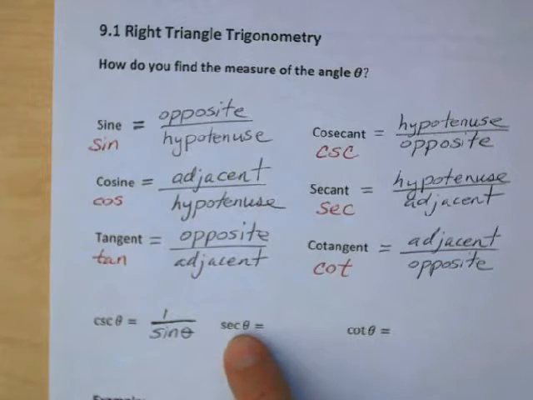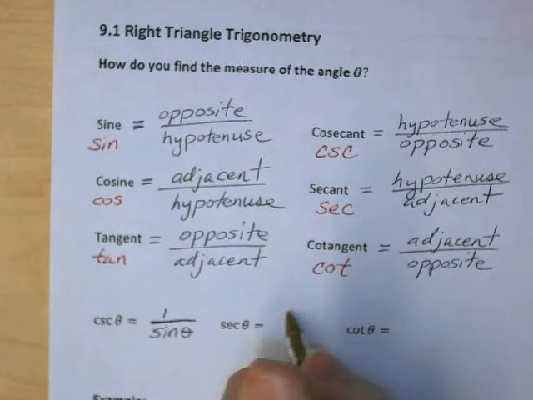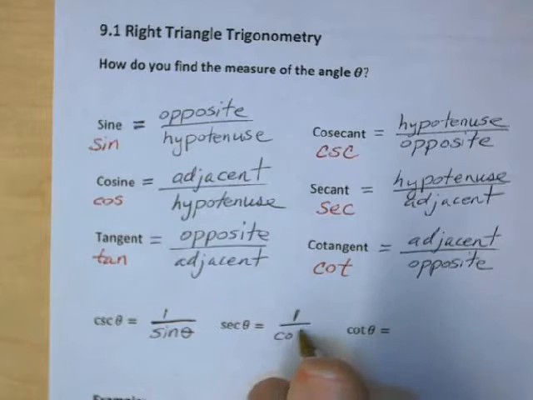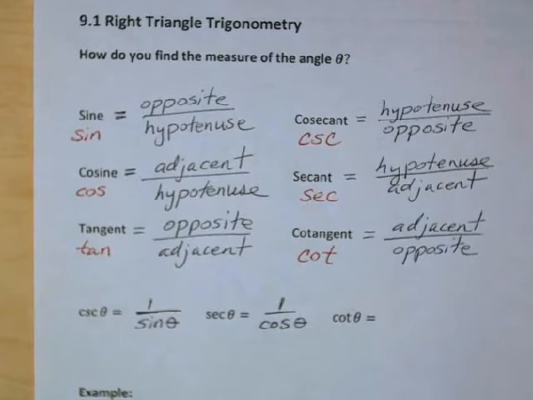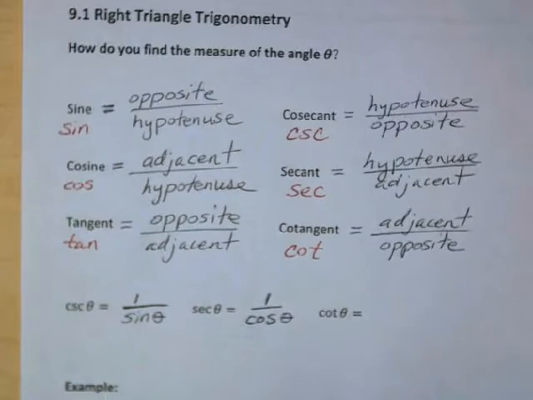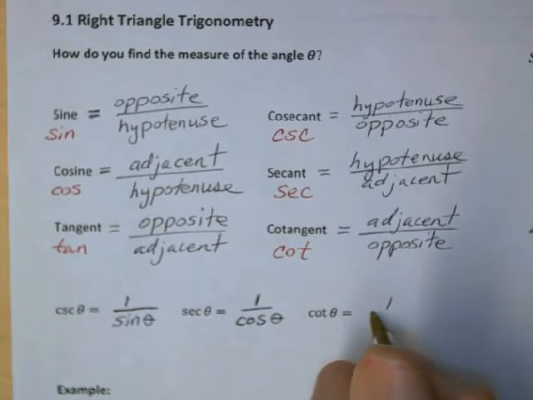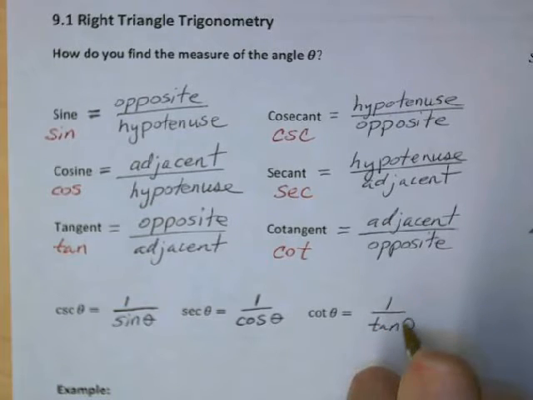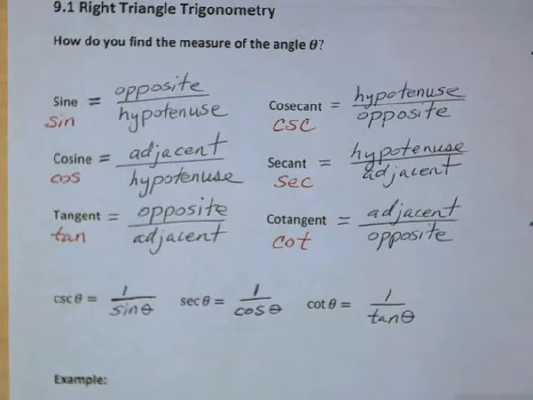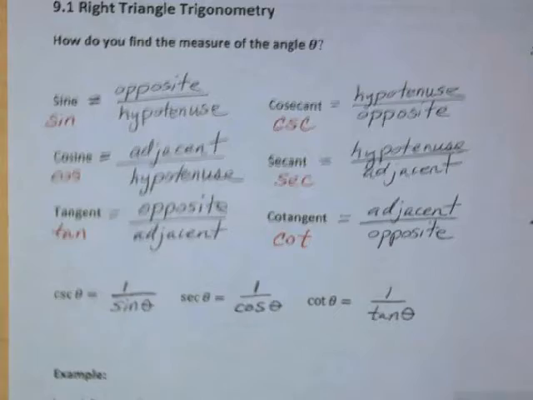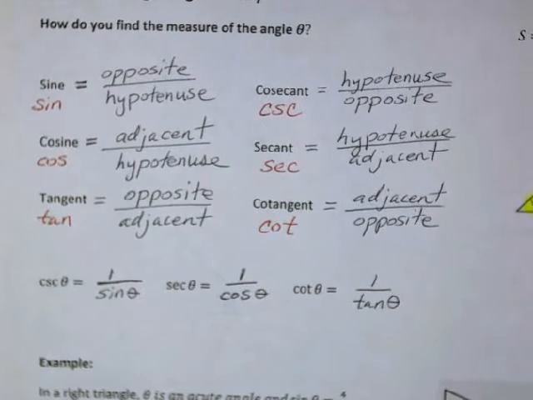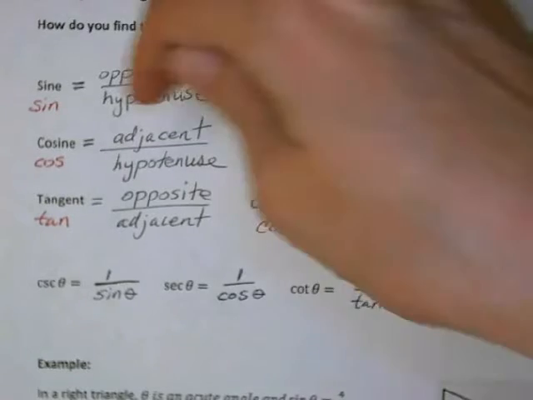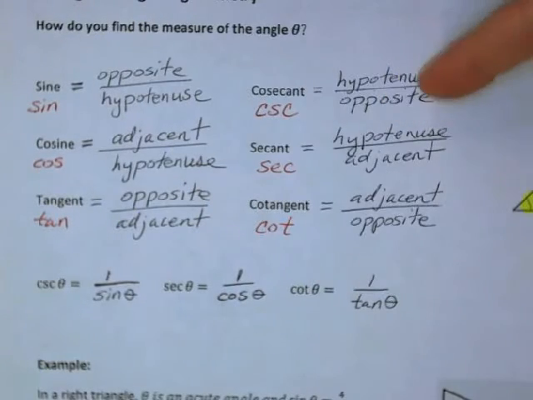The secant one was like flipping the cosine one around, so they put 1 over cosine. Just so you know, they might write it like that sometimes, but it means to flip your sine or your cosine one around. And the cotangent one is like 1 over tangent. It just means reciprocal. If you know what the sine one is, you can just flip it around and you'll get the cosecant one.